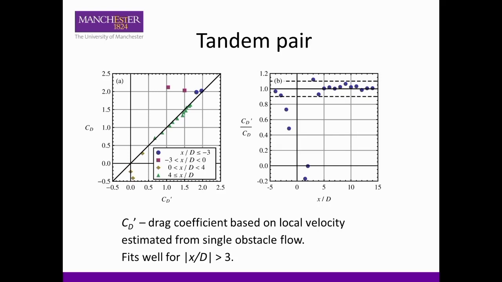So if you're about 4 sides away downstream or upstream, if you just use the velocity you predicted from the single obstacle, that will give you quite a good measure of the actual drag. It's only when you get very close that things get a bit more complicated. And that might be useful when you're trying to put together multiple obstacles, because maybe you can just use some kind of superposition, provided your obstacles aren't too close together. That might be a useful way of modeling things in the future.